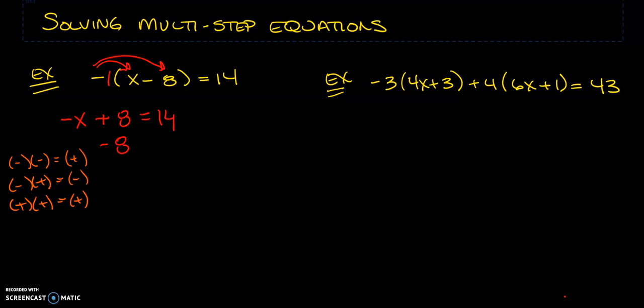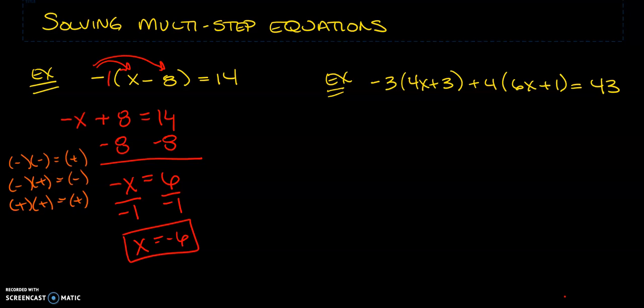So if we continue this problem, I know that I just need to subtract 8 from both sides, and that gives me negative x equals a positive 6. But I'm not solving for a negative x. We don't want to leave the answer there, so we want to solve for x. That means I need to divide everything by a negative 1, because a negative divided by a negative is a positive. x equals negative 6.